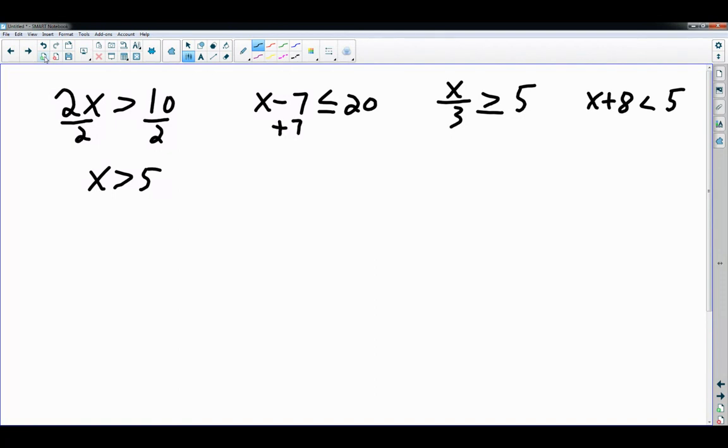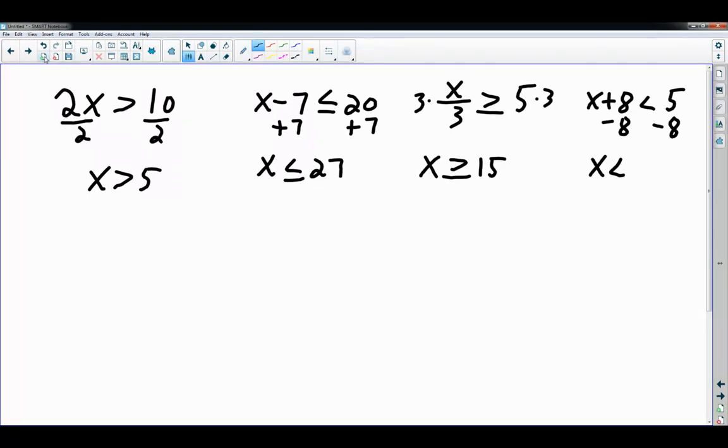Here, x minus 7. So you get rid of that minus 7. We're going to add 7. So x is less than or equal to 27. This one, we're going to multiply both sides by 3. Get x is greater than or equal to 15. Here, we're going to subtract 8 from both sides and get x is less than negative 3.